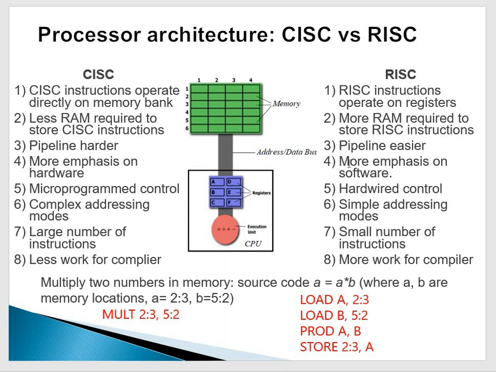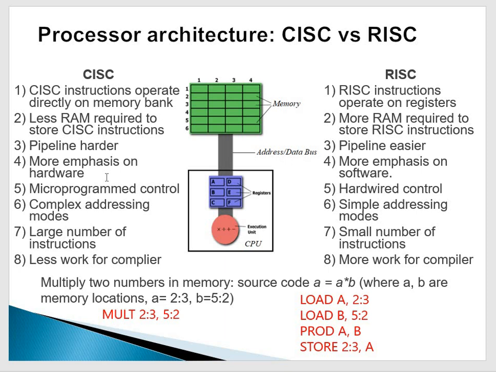So that is why the main focus of the RISC processor is the software. That is why it puts emphasis on software as compared to the CISC processor. So this is the difference between the two architectures, one is called CISC, another is called RISC. Now we will try to understand with the help of one example.